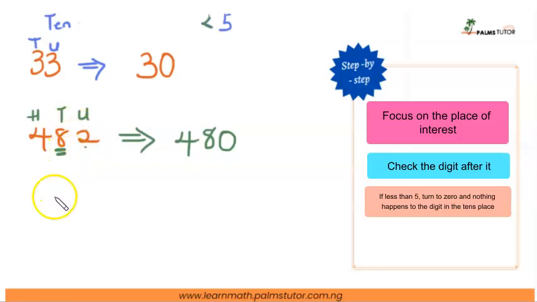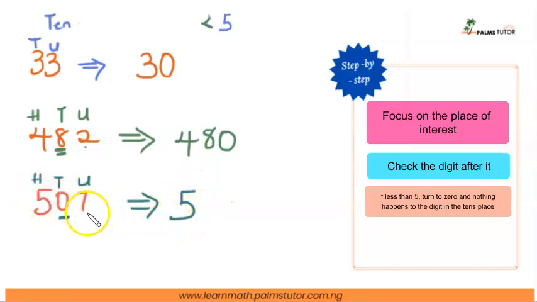Another example. We're still rounding up to the nearest 10, and I have 507. I'm rounding this number up to the nearest 10. First thing is to look at the digits in the place. This is units, this is tens, and this is hundreds. Since we are rounding up to the nearest 10, this is the digit in the tens place, and that's what you're concerned about. 100 remains as it is.